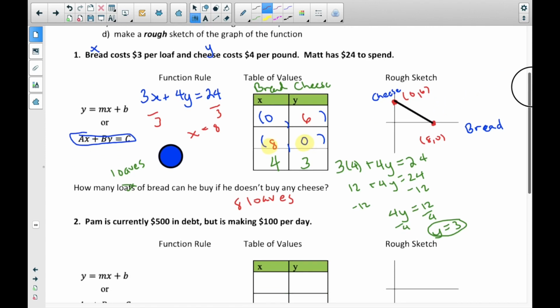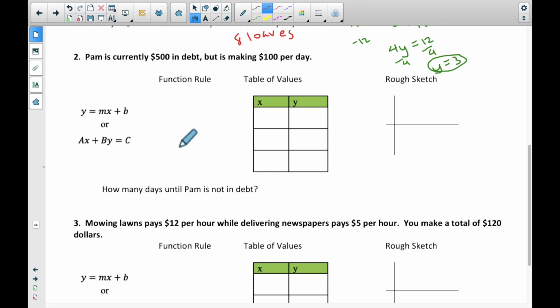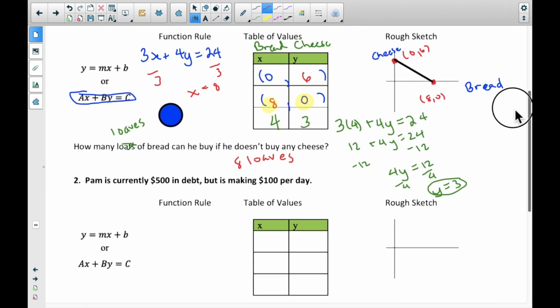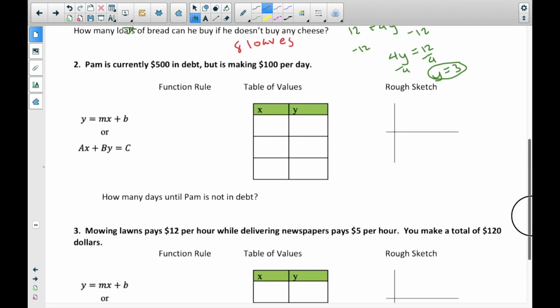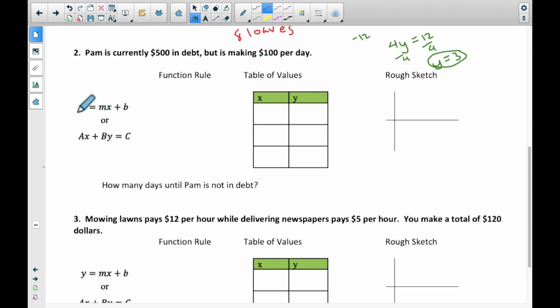Let's try another one. Number 2, Pam is currently $500 in debt, but she's making $100 per day. There's a couple ways we could do this, but let's think about the 2 options. So back at the top again, a per and a starting point, or 2 types, like bread and cheese. Which one do you think matches up with this one? I'm going to say this one is a per and a starting point. So B is your starting point, and M is your per.